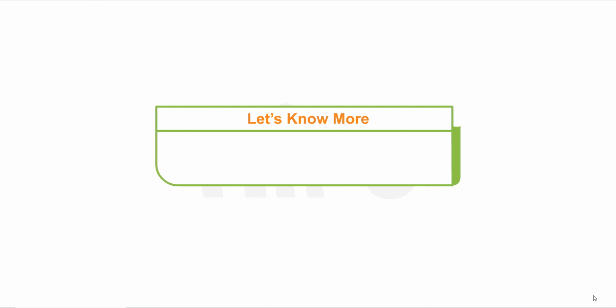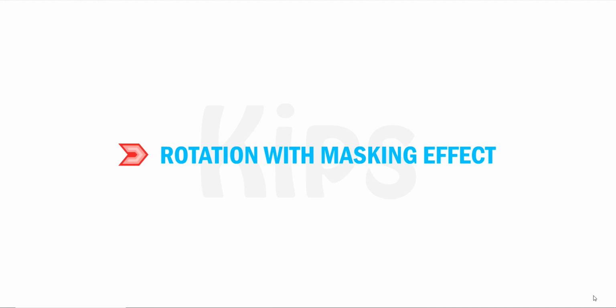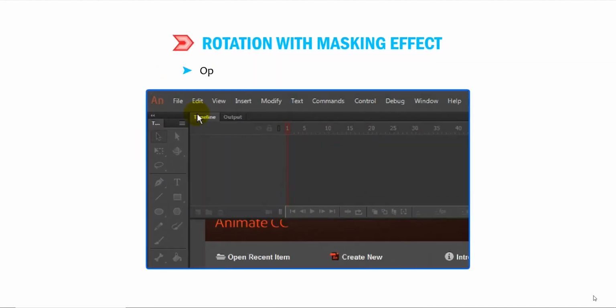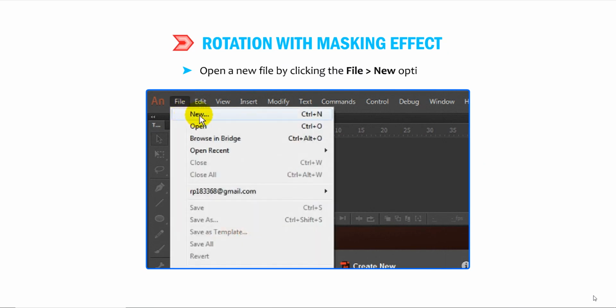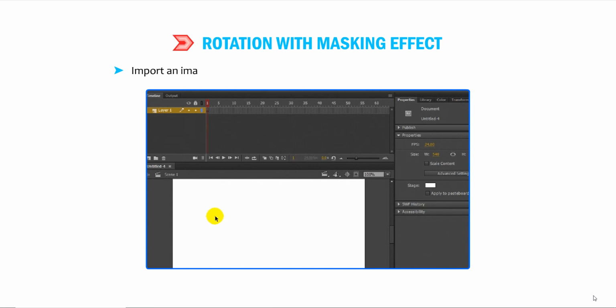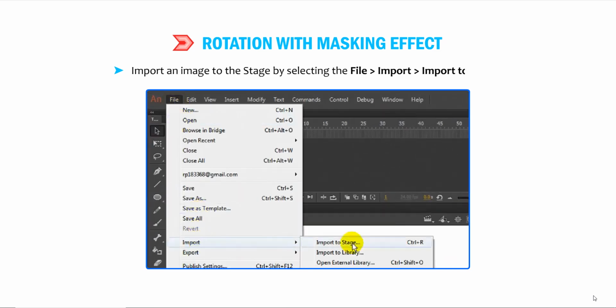Students, know the fact that in Animate, masking hides the other parts and shows only those parts of an image that appears underneath the object on which we are applying the masking effect. Students, let's understand how to rotate with masking effect. Open a new file by clicking the File then New option. Import an image to the stage by selecting the File then Import to Stage.